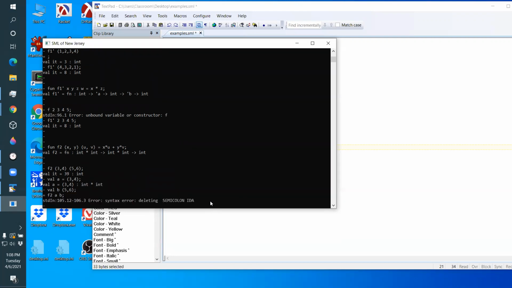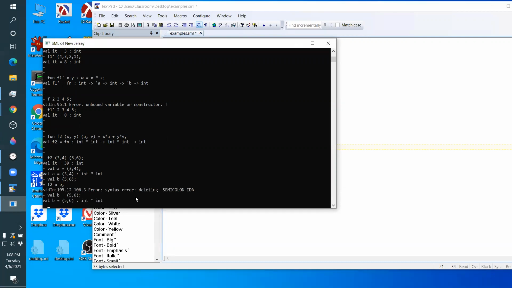Whoops. Oh, I forgot the equal sign on the val B. So my mistake was right there. I forgot the equal sign on val B. Okay, so fix val B. Okay, now do F2 of A, B.